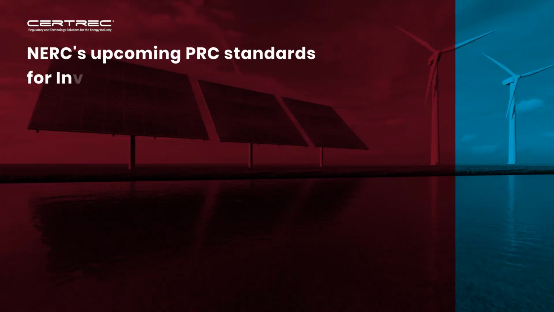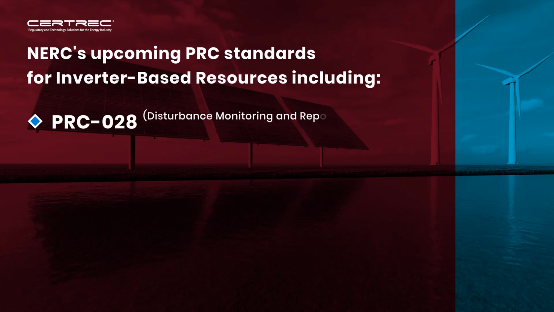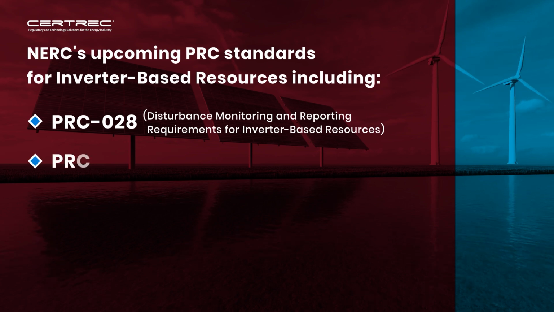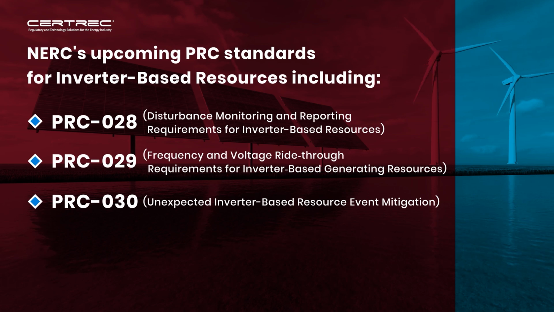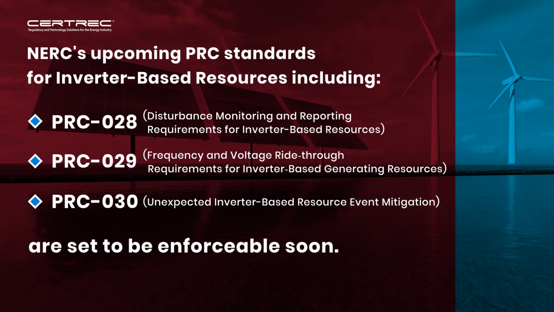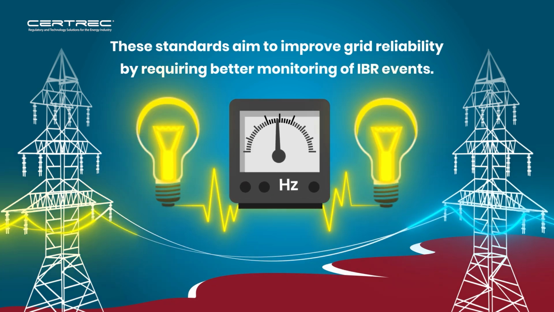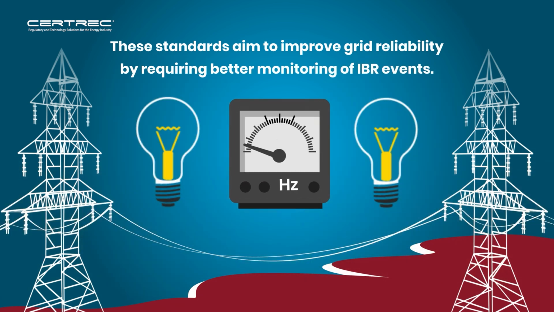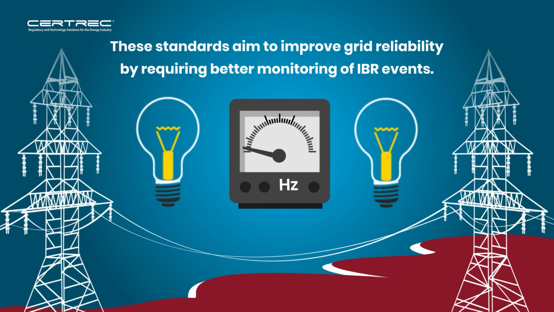NERC's upcoming PRC standards for inverter-based resources, including PRC-028, Disturbance Monitoring, PRC-029, Ride-Through Performance, and PRC-030, Unexpected Event Mitigation, are set to be enforceable soon. These standards aim to improve grid reliability by requiring better monitoring of IBR events, ensuring ride-through capability during grid disturbances, and managing unexpected power fluctuations.